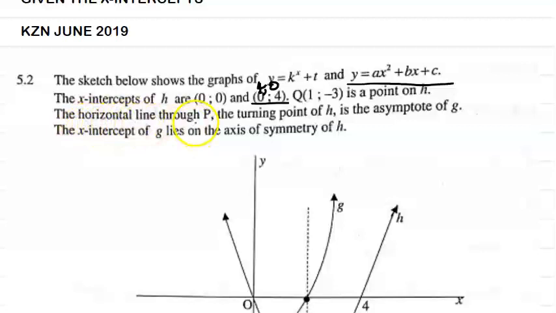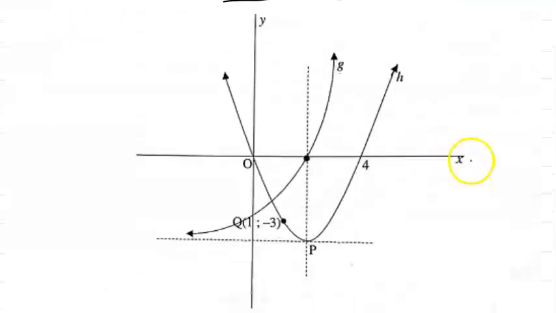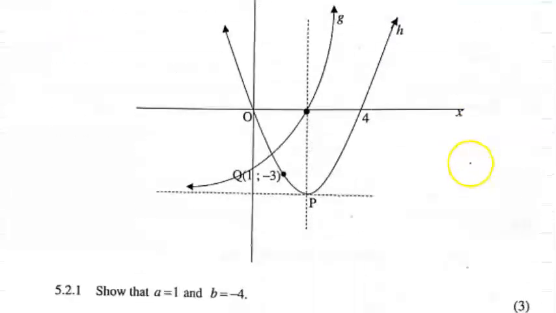The horizontal line through P, the turning point of h, is the asymptote of g. The x-intercept of g lies on the axis of symmetry of h. Now, the only thing that we are concerned with in this particular question is finding the equation of a parabola given the x-intercepts. And I'll cover the rest of the concepts in future videos.